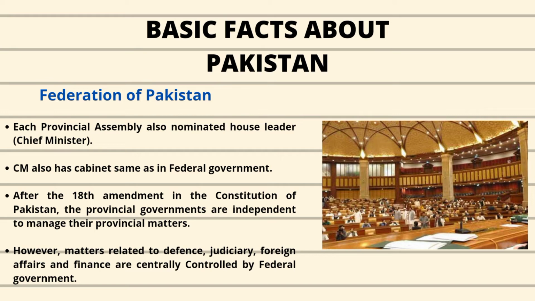The remaining state organs are departments like health, education, local governments, and police, a very important aspect, the law and order situation in the local area, local province. All of this comes under the provincial government. However, matters related to defense, which I already explained, judiciary, foreign affairs, and finance are centrally controlled by the federal government. The rest are controlled departments and come under the provincial government.